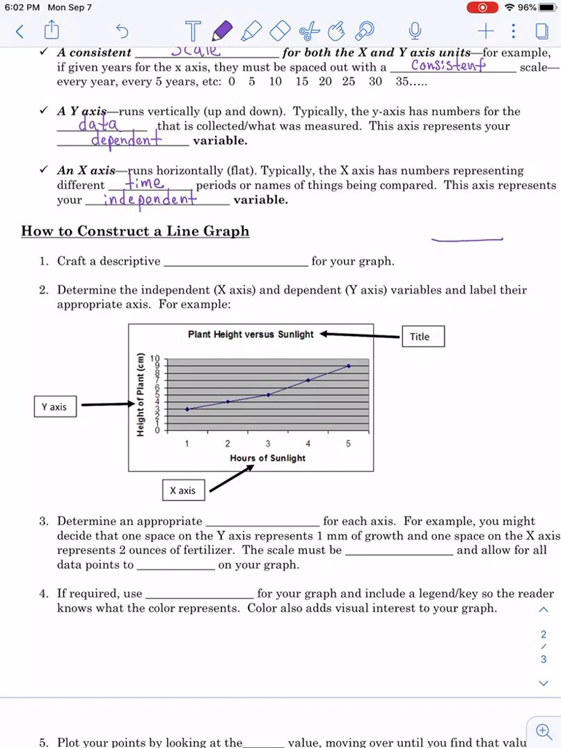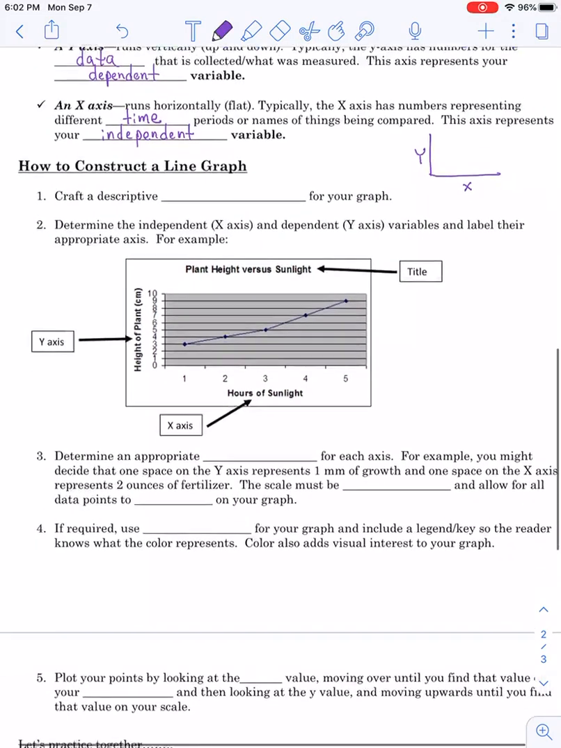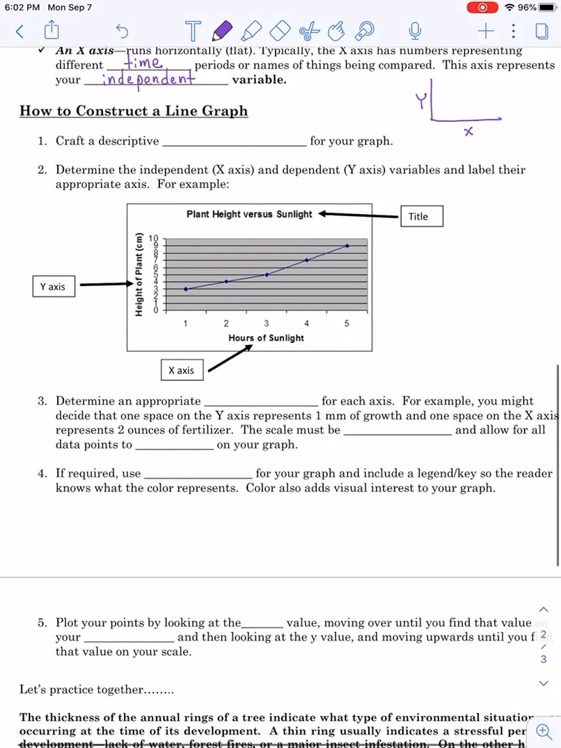So, x-axis, y-axis. So, if we're taking it from the top and you are about to make a graph, first, craft a descriptive title and write that title at the top. Determine what's the x-axis and what's the y-axis, and label them as such.